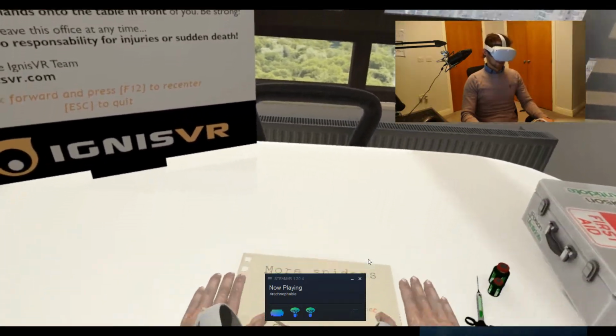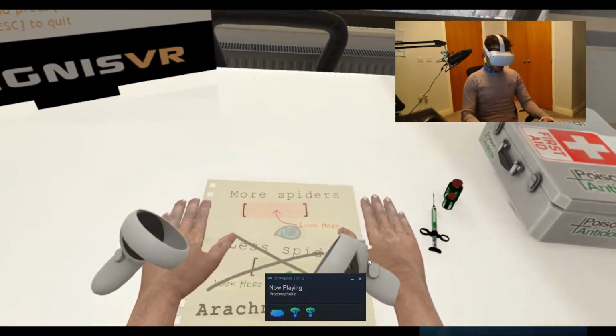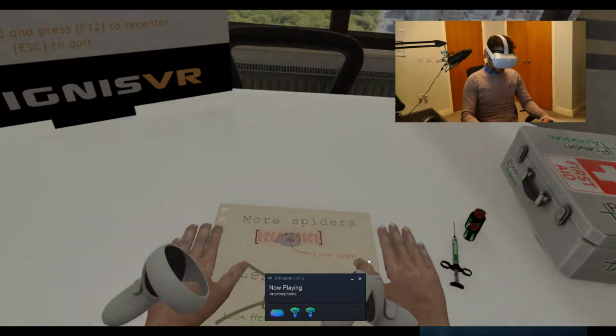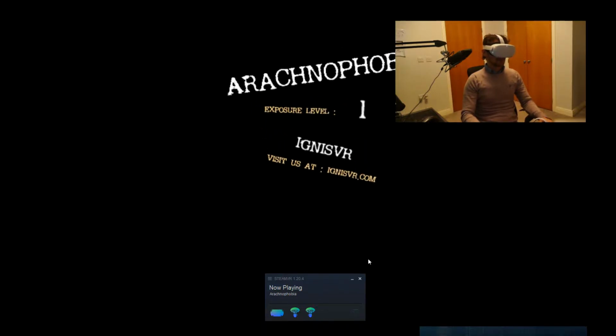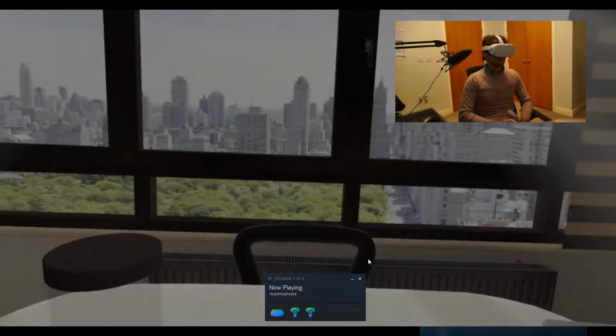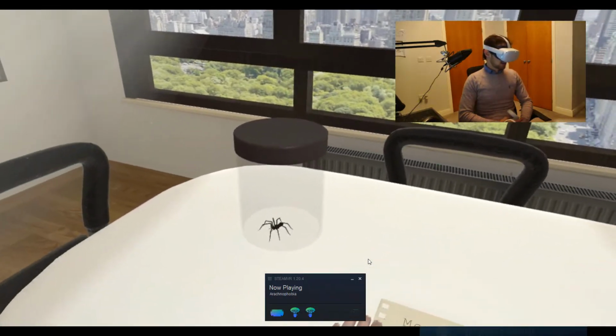Okay, not the best intro, but let's have a look. So if we open up this, we can have a look at bringing some spiders in. And it's loading up exposure level 1. Okay, right, so we've got a spider here.